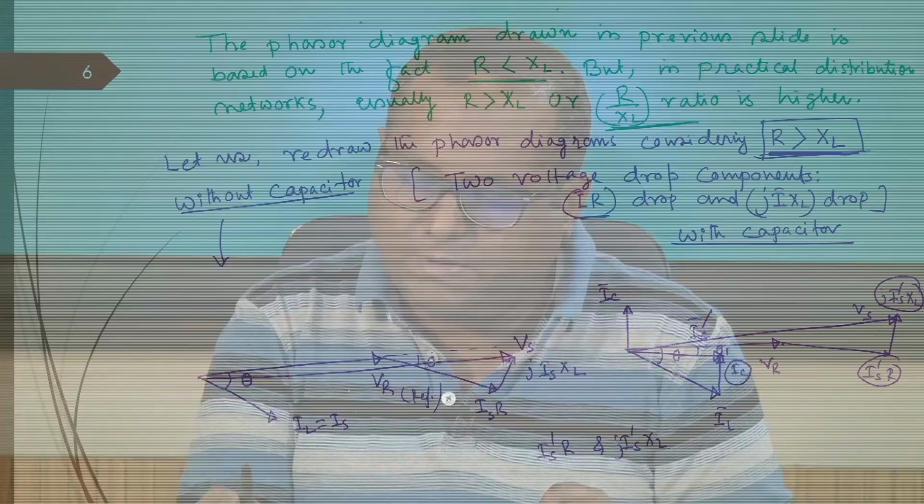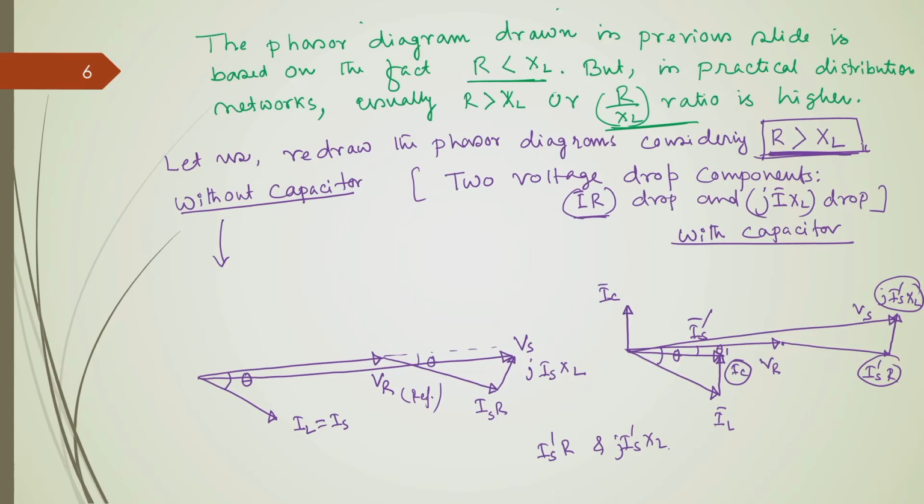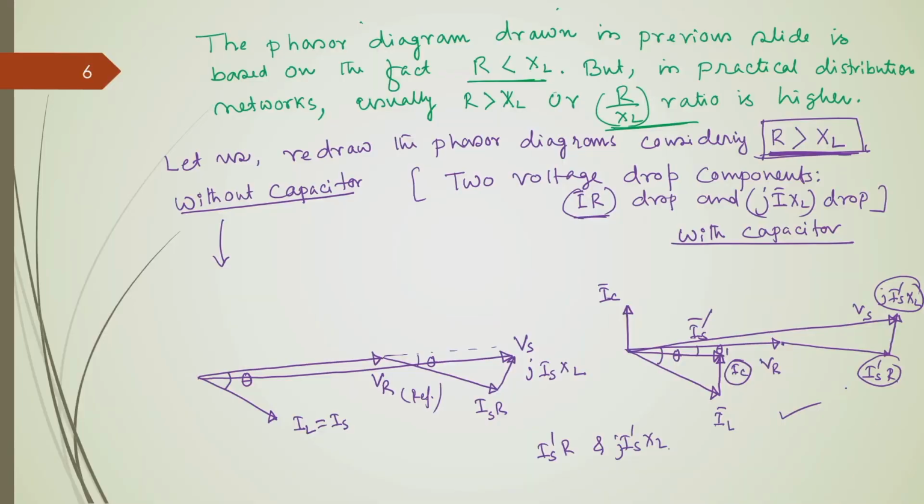So, all these things will hold even if we consider R greater than X_L. Someone may question that the previous phasor diagram is drawn by considering R lower than X_L, but what will happen if R is greater than X_L? In fact, all these things will be intact.